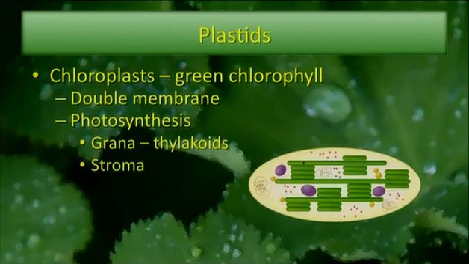The second part of the chloroplast that's important is a jelly-like liquid inside called the stroma. The stroma is where the Calvin cycle happens. The Calvin cycle involves the fixation of carbon dioxide, and it uses water and carbon dioxide to actually make sugars, chemical energy.